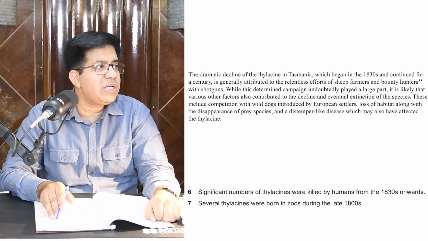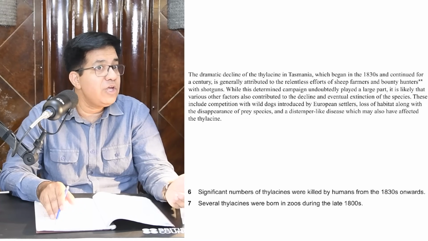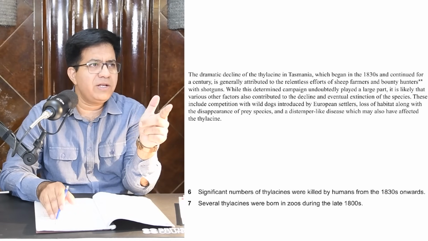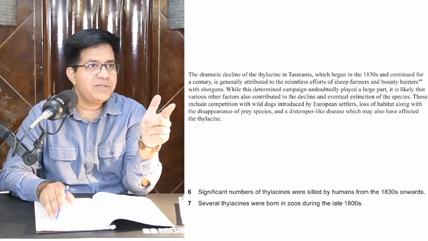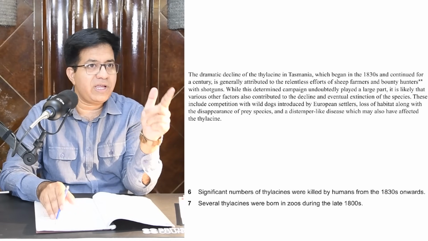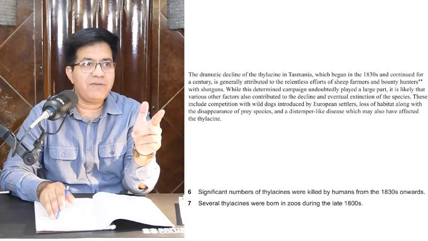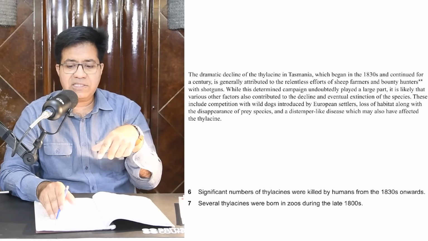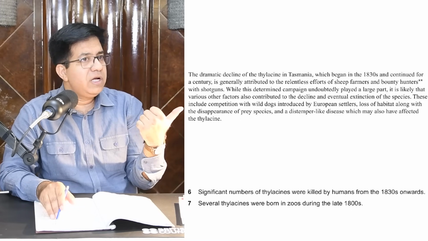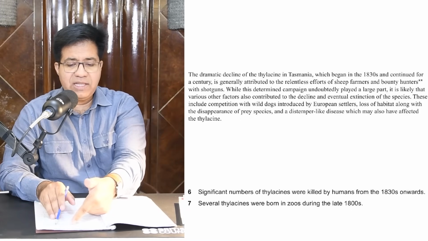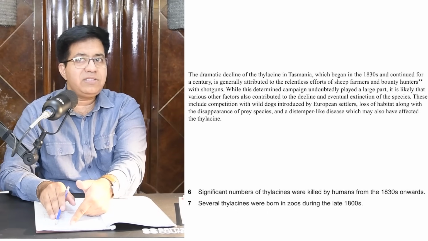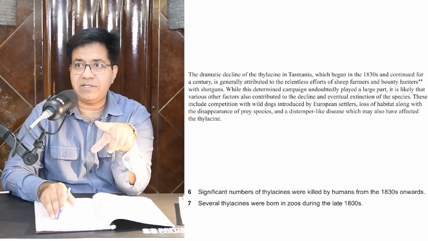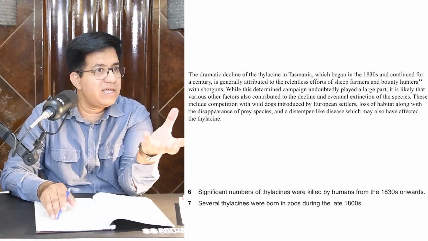Now, who are sheep farmers and bounty hunters? Human. And you know what is bounty hunter? If you kill a lion, we'll give you $10,000. So bounty hunter is, if you kill a thylacine, we will give you $5,000. So they go out to find thylacine and kill, because thylacine was a threat to farmers, especially sheep farmers, when they had their sheep and all that. This animal was wild tiger, so it used to eat the other stuff. So bounty hunter is the one who gets the reward.